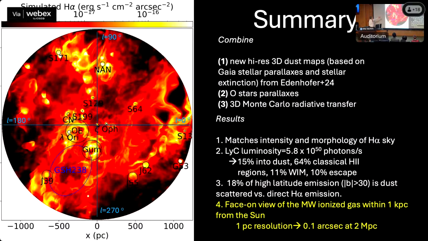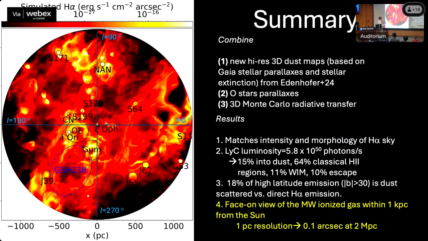And here is the face-on H alpha map that you get. I just want to say a couple of things about the results we have so far. First of all, we feel like we have a relatively good match between the intensity and morphology of the H alpha sky. We put in the known O star locations and luminosities and the dust maps, and we got out the H alpha sky. That's pretty impressive for a first try, I think. And it started in October, by the way. The very first plot for this paper was in October.